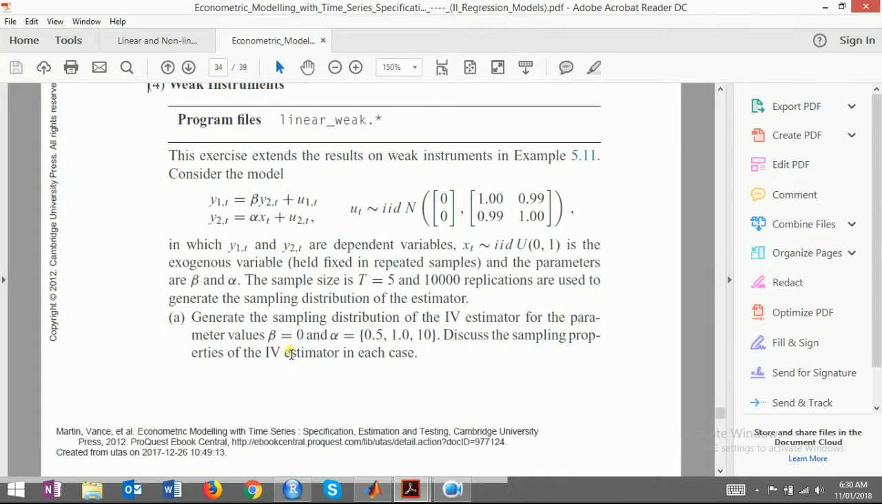Part A: generate the sampling distribution of the instrumental variable estimator for the parameter values beta equals 0 and alpha equals 0.5, 1 and 10. Discuss the sampling properties. Are they asymptotically normal or not? If they're asymptotically normal, then it's fine. If their distribution is not asymptotically normal, that's a weak instrument problem.